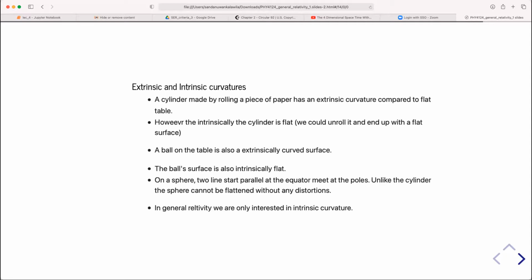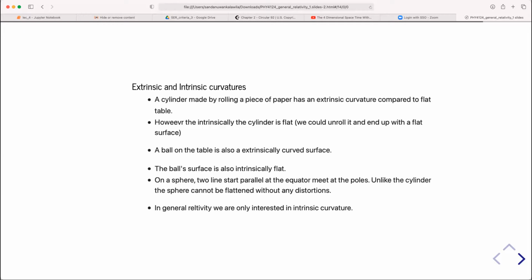So which means the two lines that start parallel will end up at the poles, which means they will meet at one point. They cannot go like parallel lines, right? That's because of the curvature that you have. And so the sphere, unlike the cylinder, cannot be flattened without any distortions, right? So you cannot make it flat without any distortions. Now this is the problem that you probably have seen when you need to make a world map, and if you need to make it a two-dimensional flat surface, it is not easy.